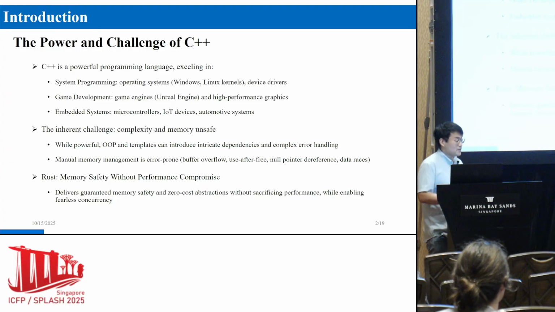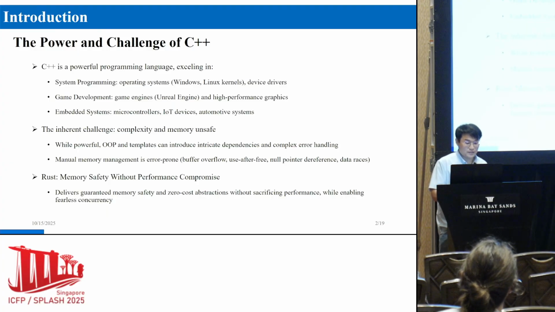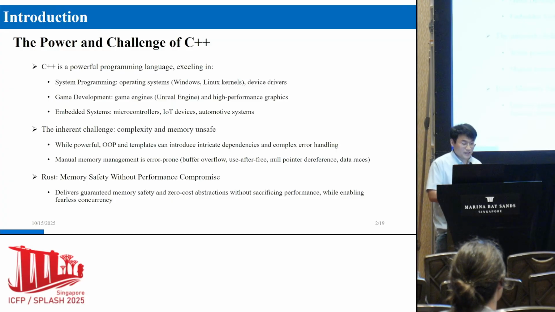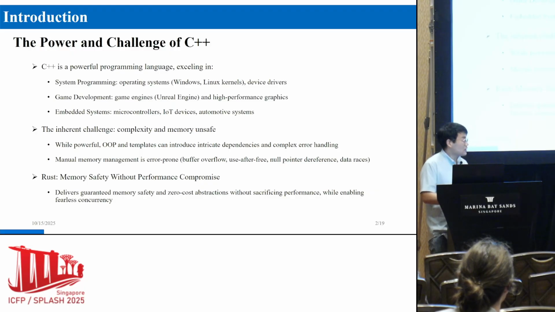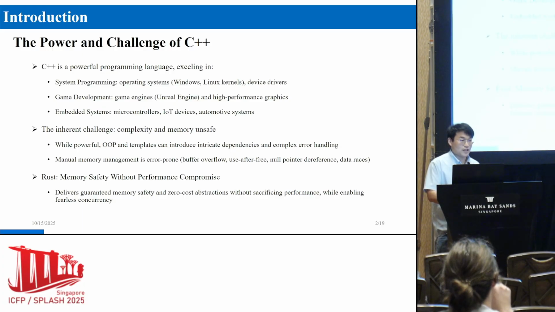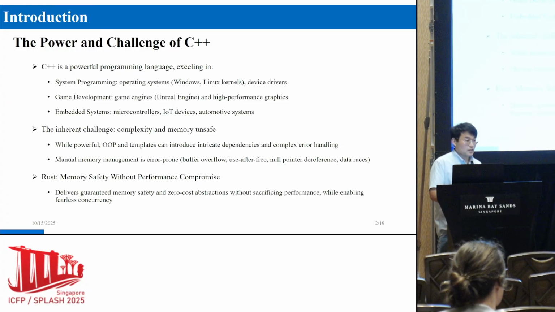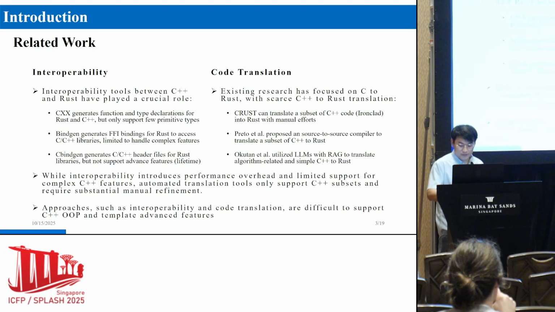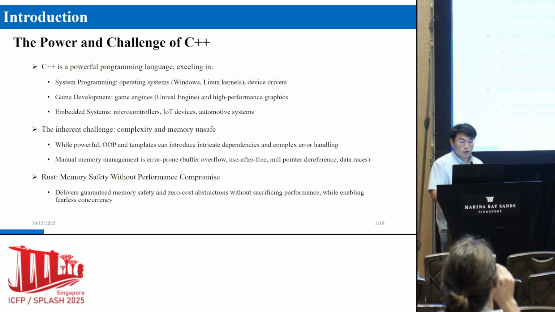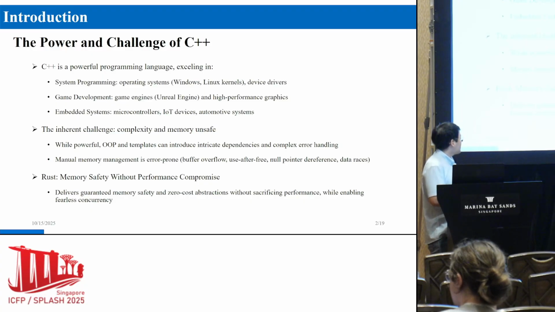Its complexity and memory unsafety make it difficult to use. When we develop a larger project, we found that while C++ is powerful, the OOP and the templates can introduce intricate dependencies and complex error handling. And the manual memory management is also error prone, such as use after free, null pointer dereference.